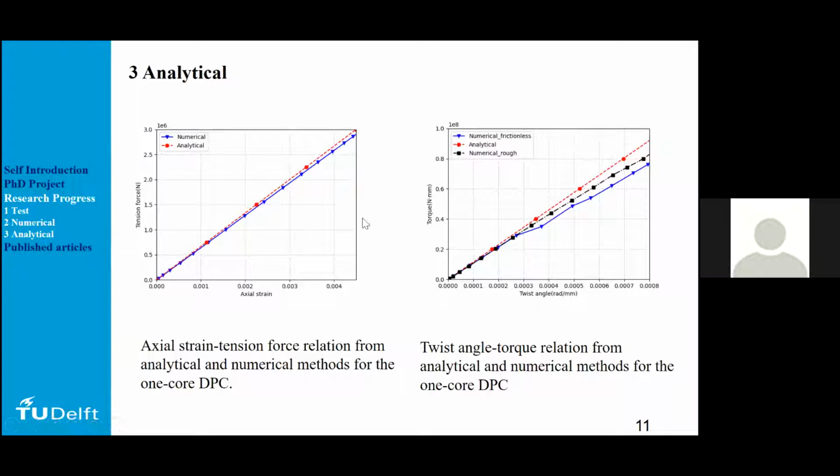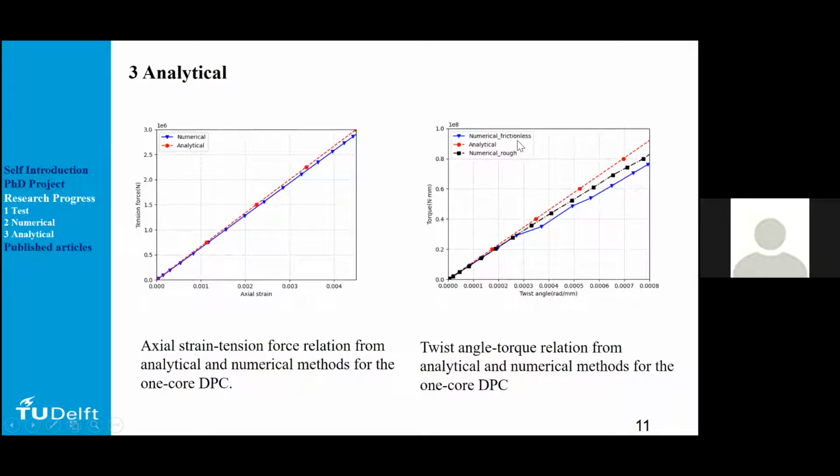At last, the analytical model can also generate the axial strain and tension force relationship, and it is compared with the numerical result. Axisymmetric loading also includes the torsion, so this model also generates the twist angle and torque relationship. And notice there are 3 lines here. The red line is the analytical result. The black line and the blue line are both from the numerical model, but under 2 different situations.